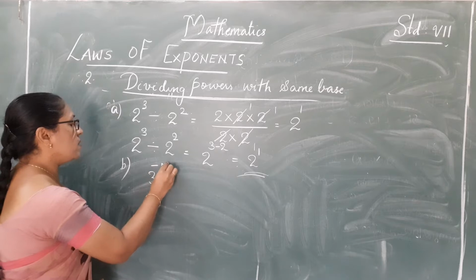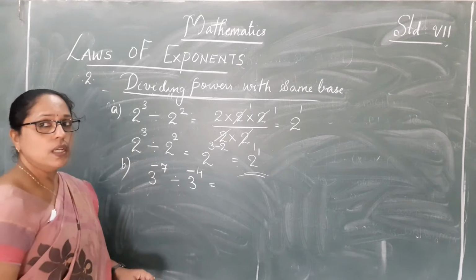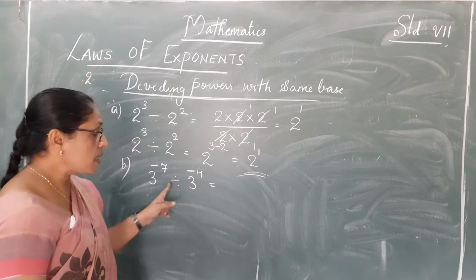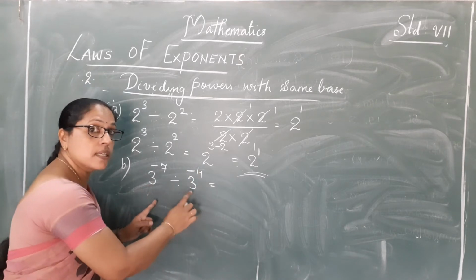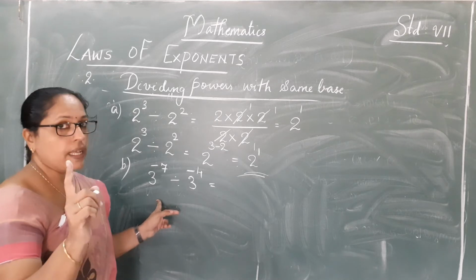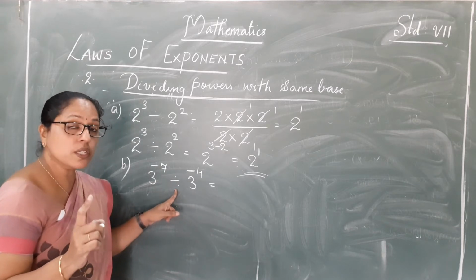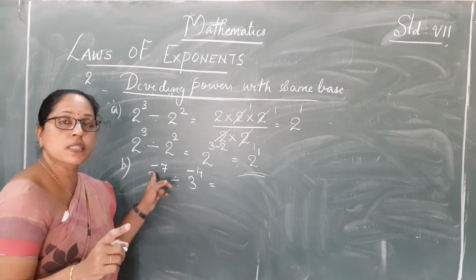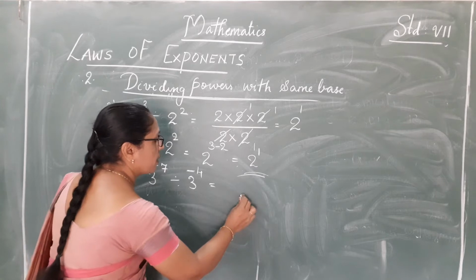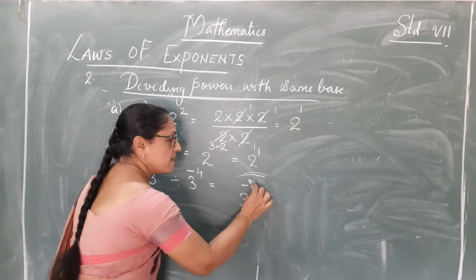3 raised to negative 7 divided by 3 raised to negative 4. So now you don't have to go for expanded form. As you learned, the rule says check the bases. What is the base here? 3. Here also 3. So when bases are same and division comes, what do we have to do with the powers? We have to subtract. So how can you write 3 raised to negative 7?